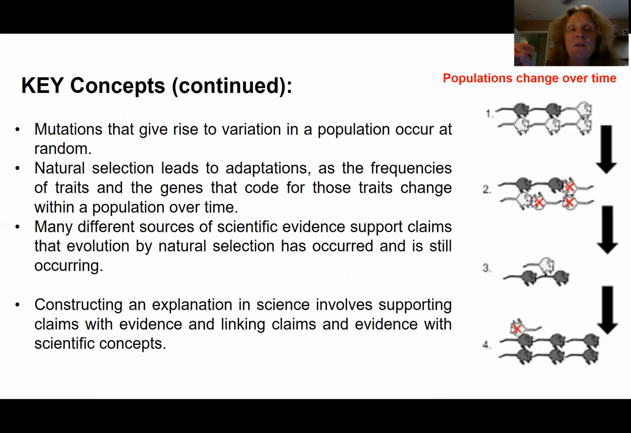Second part of the keys are mutations that give rise to variation in a population occur at random. Natural selection leads to adaptations as the frequency of traits and the genes that code for those traits change within a population over time. And many different sources of scientific evidence support claims that evolution by natural selection has occurred and is still occurring, okay?